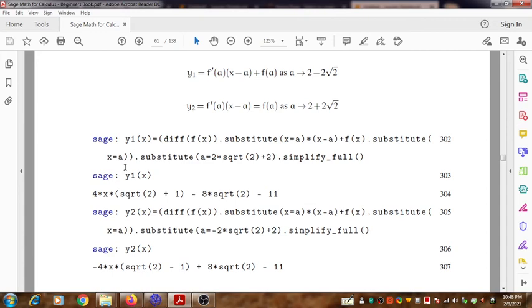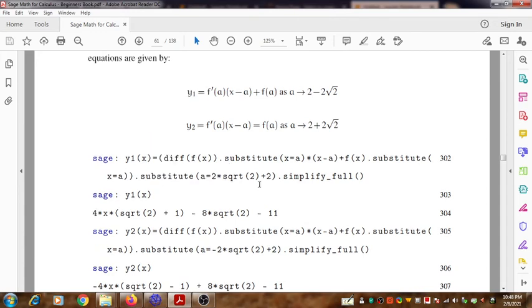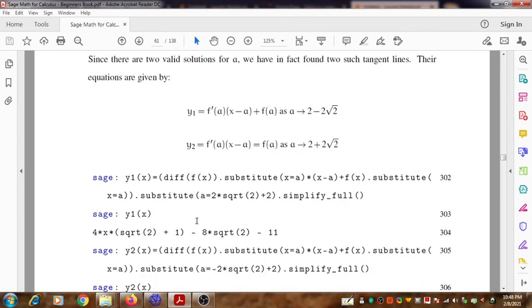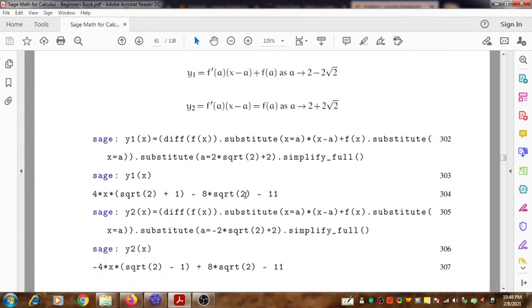Dot substitute a equals 2 into square root of 2 plus 2, and that is the first quantity. This is the second quantity, 2 plus 2 root 2. Then dot simplify full, and that will give you the answer y1 full. Then if you take y1 as the output, you will get this answer.